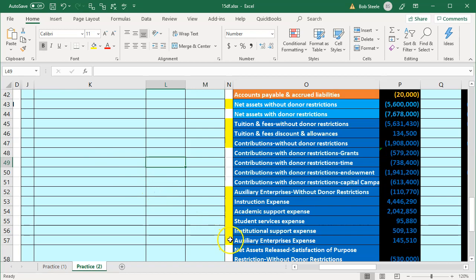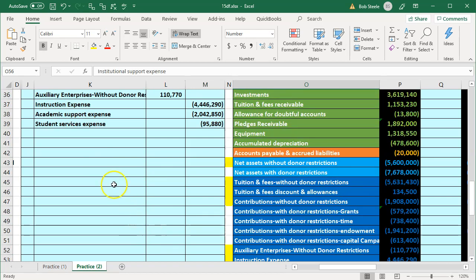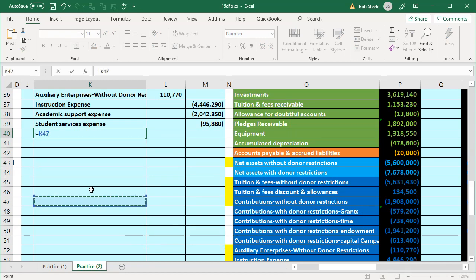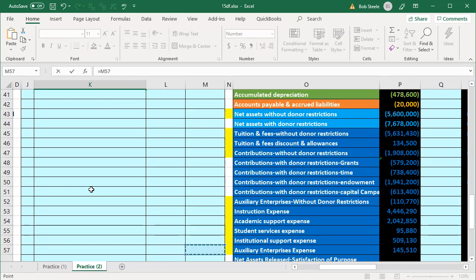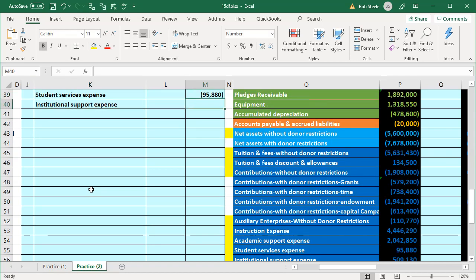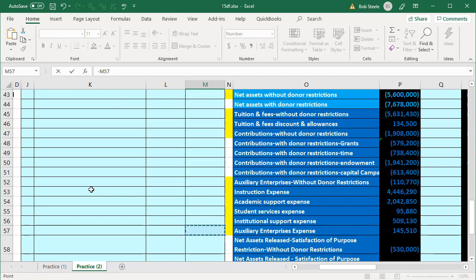Next, we have the instructional support expense. So we are in cell K40 equals the instructional support expense, and enter. We're going to be on the credit side. We're in M40. I'm going to say negative. Scroll back down. Instructional support expense.